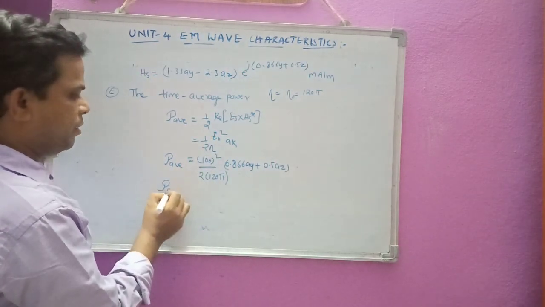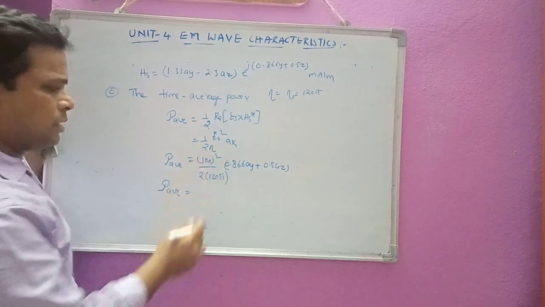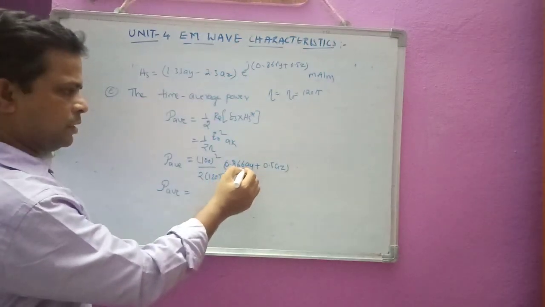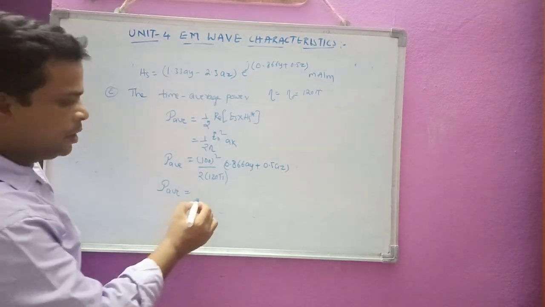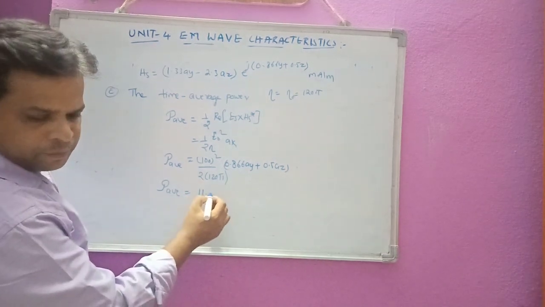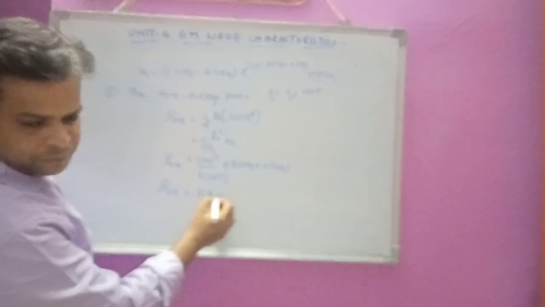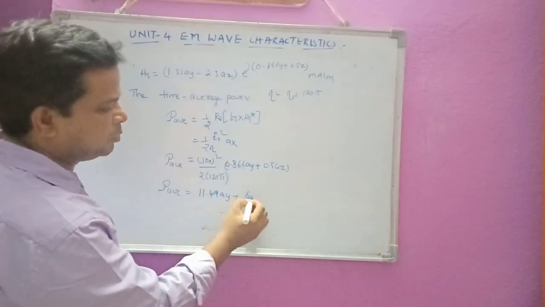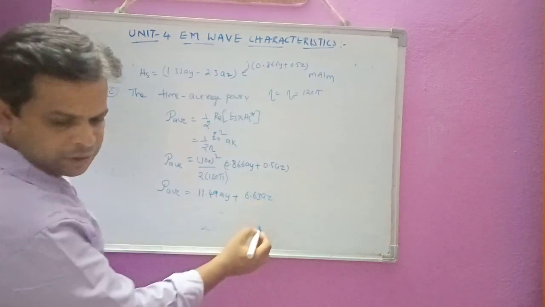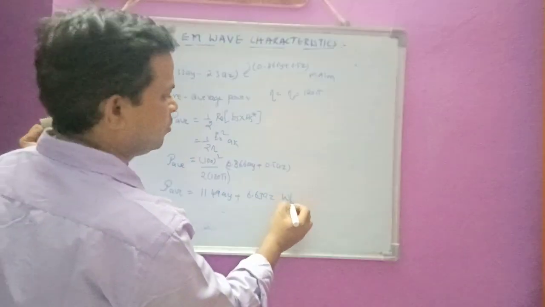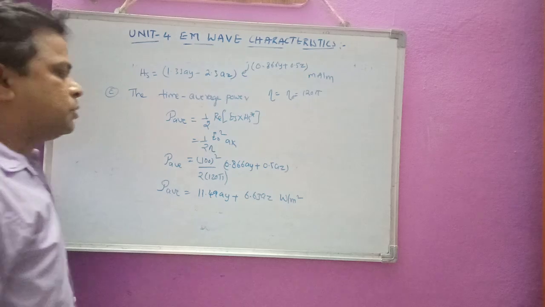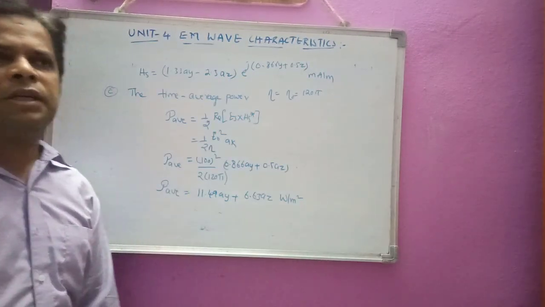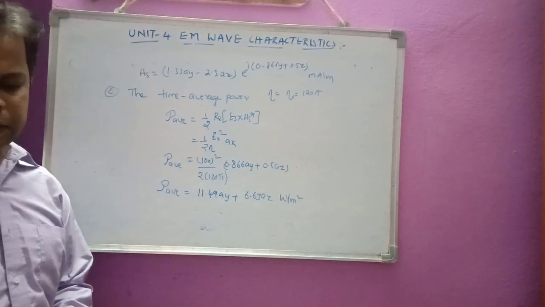Use the calculator to solve this: 100 squared by 2 into 120 pi, into this one you have to calculate. It will come to around 11.49 ay plus 6.63 az, in watts per meter squared. So this is the P average, that is the time average power of the given electric field.